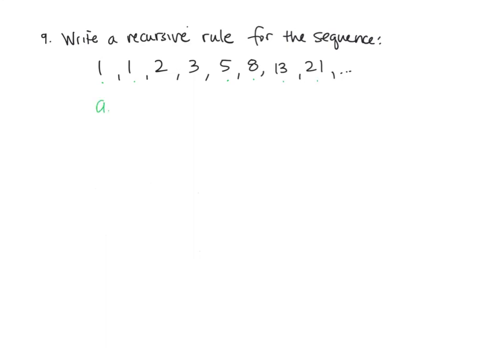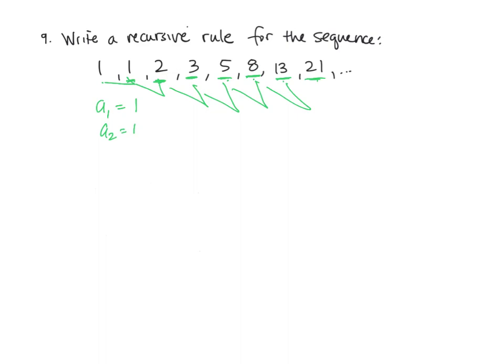Well, a sub 1 is equal to 1. And how are we getting a sub 2? Don't really know. A sub 2 is also equal to 1. How are we getting a sub 3? Well, if you add 1 plus 1, you get 2. If you add 1 plus 2, you get 3. If you add 2 plus 3, you get 5. 3 plus 5, you get 8. 5 plus 8, you get 13, etc. So how do I represent that using recursive rules?